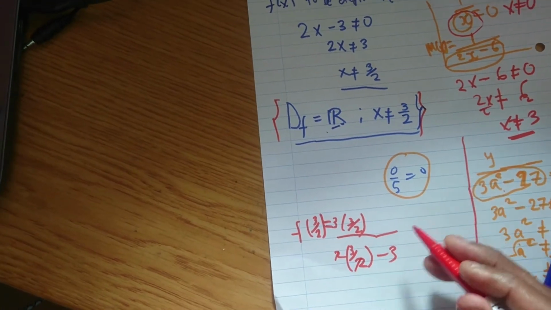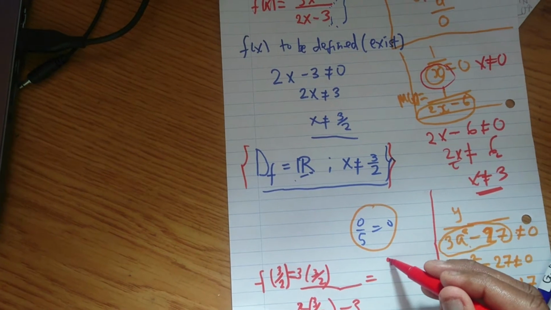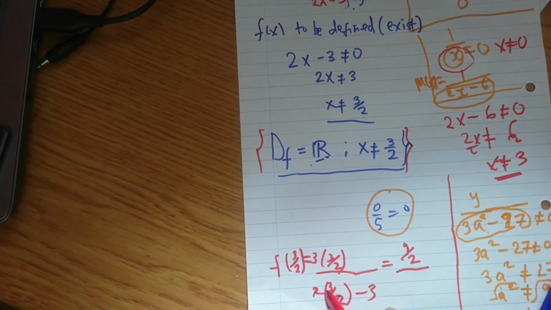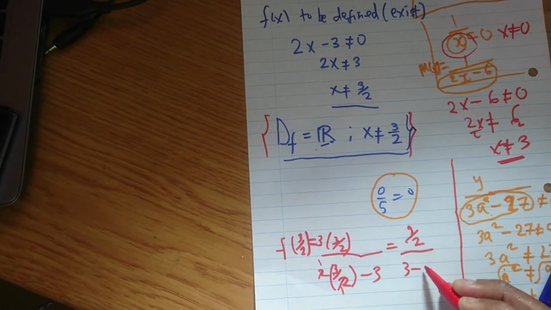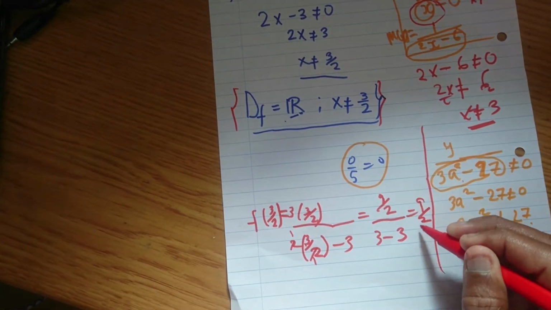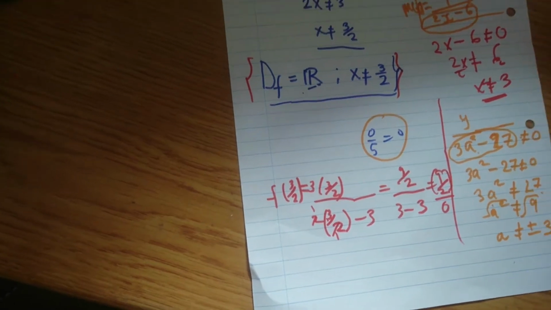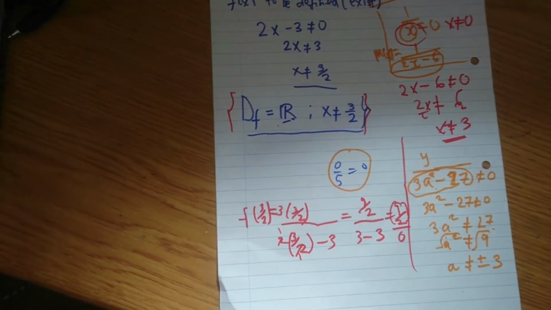The 2 and 2 cancel. So we have 9 over 2 in the numerator. In the denominator, the 2 and 2 cancel, so we are left with 3 minus 3, which equals 0. So we have 9 over 2 divided by 0, which is undefined. I hope everybody understands. If you have any question, please let me know. I'm going to make a special lesson on this topic.